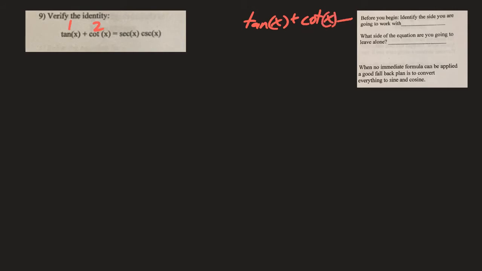All right, and the other side that is only a single term, that is going to be the side that I'm going to leave alone. That is secant x cosecant x. And I'm putting parentheses around it because otherwise it reads horrendously. All right, so this is going to end up being my goal. Secant x cosecant x is my goal. So when I simplify, that's what I'm looking to end up with. All right, let's see what we can do.